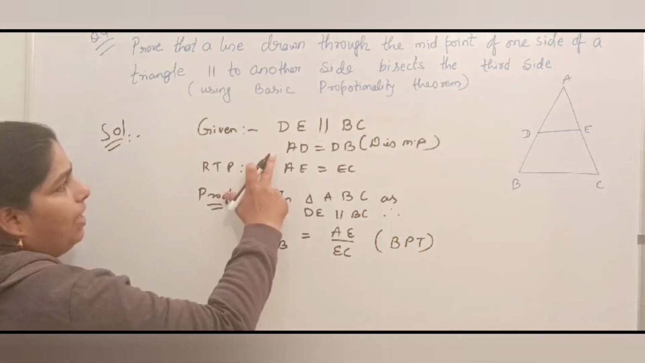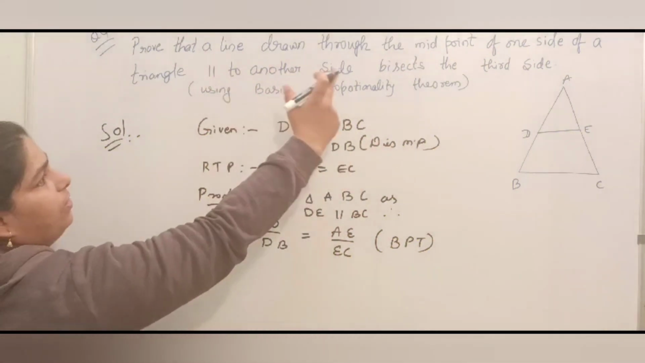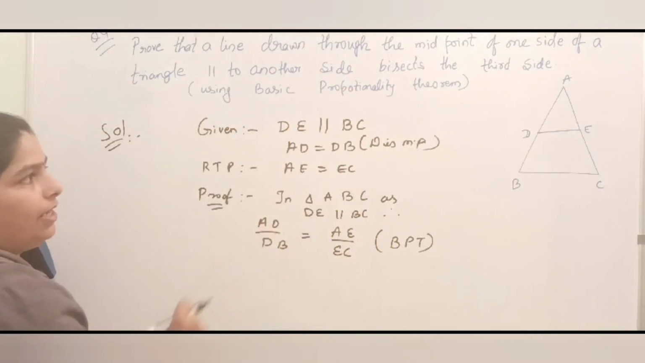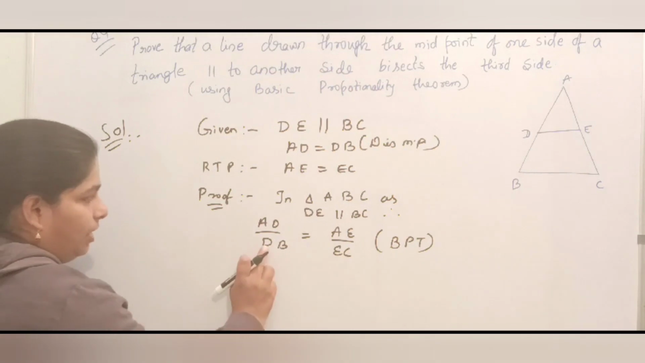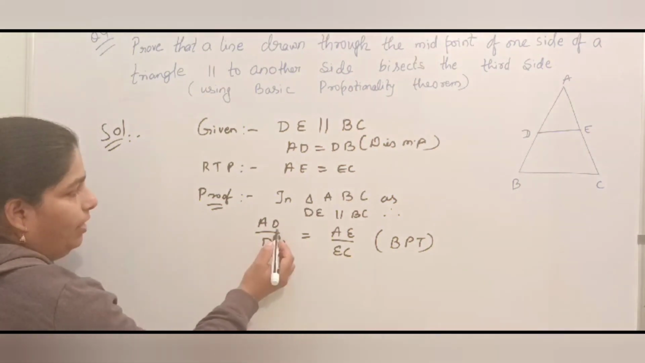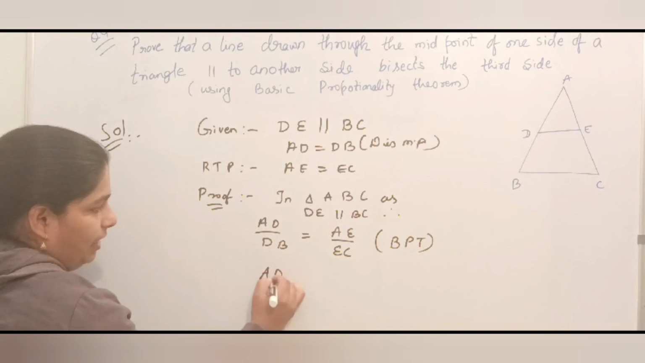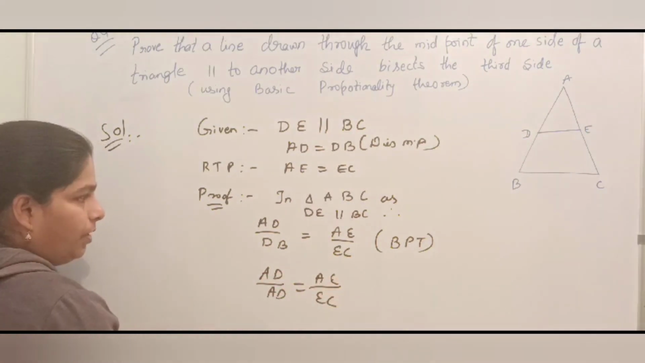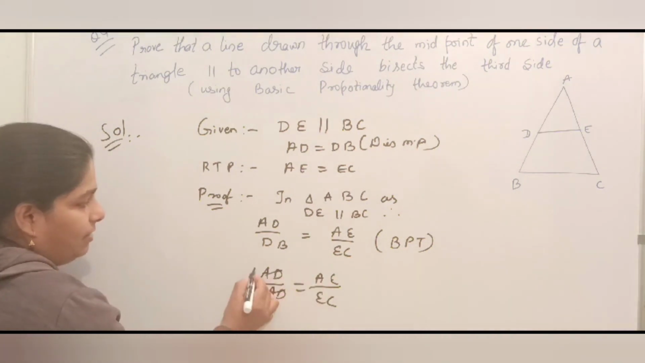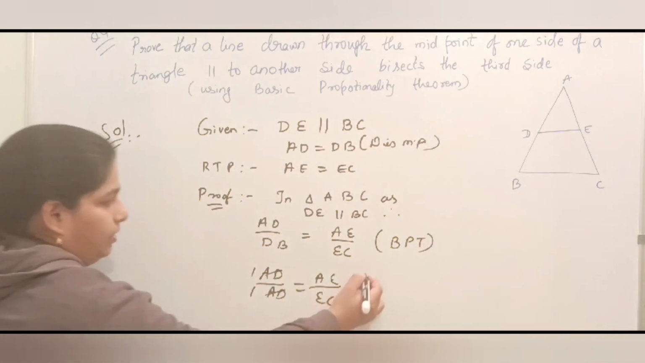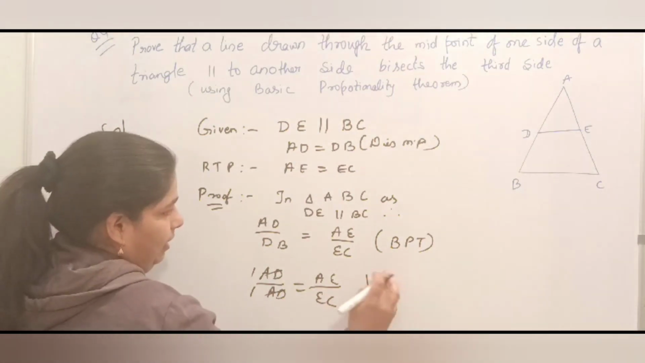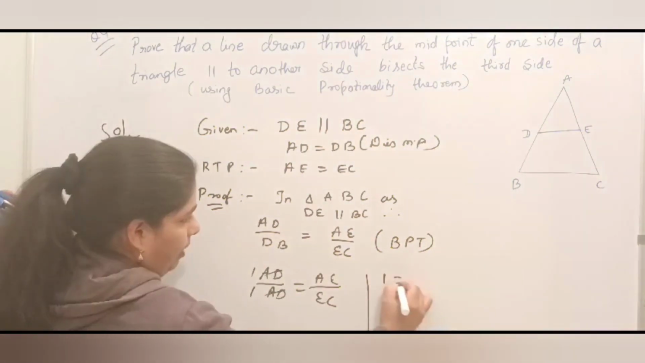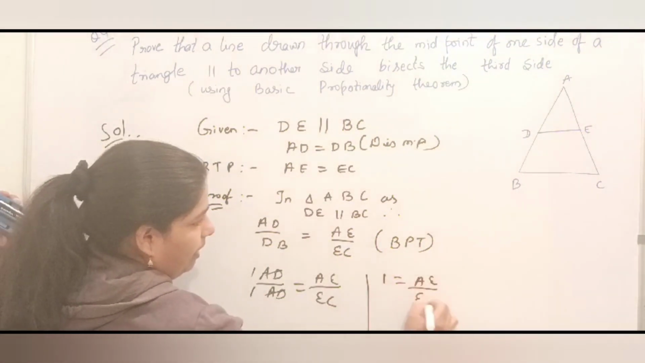Now AD and DB are equal. Why? Because in the question it is already given that one side has the midpoint. We have taken D as the midpoint of AB. Therefore, AD is equal to DB. I can write AD by AD is equal to AE by EC. Okay. Now AD by AD will be cancelled and we will get 1. The answer is 1 by 1 is equal to AE by EC.